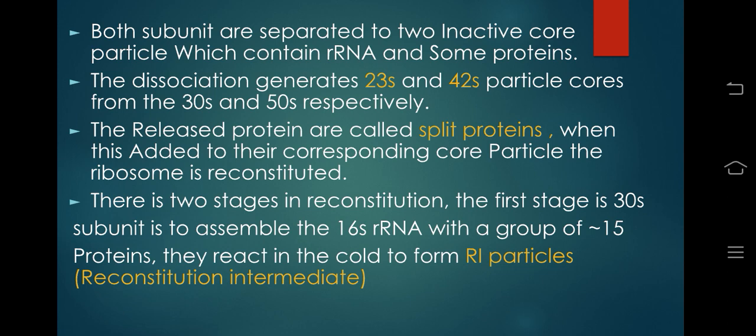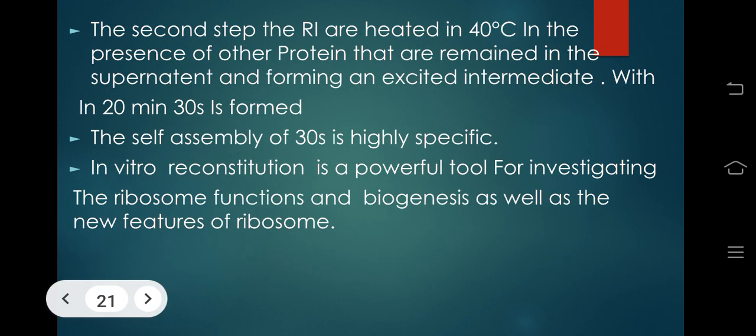There are 2 stages in reconstitution. In the first stage of 30S subunit assembly, the 16S rRNA is assembled with a group of about 50 proteins. They react in the cold to form R1 particles, a reconstitution intermediate. In the second step, the R1 particles are heated at 48 degrees Celsius in the presence of other proteins that remained in the supernatant, forming an excited intermediate within 20 minutes. 30S is formed. The self-assembly of 30S is highly specific. In vitro reconstitution is a powerful tool for investigating the ribosome functions and biogenesis as well as new features of the ribosome.